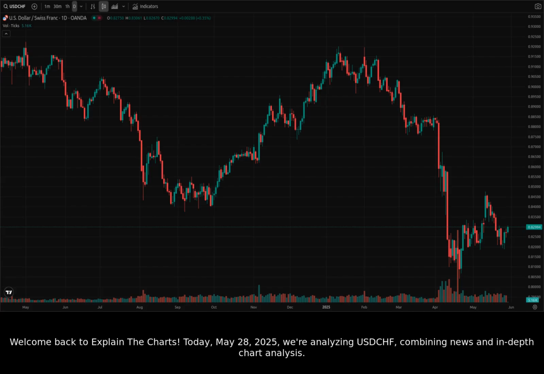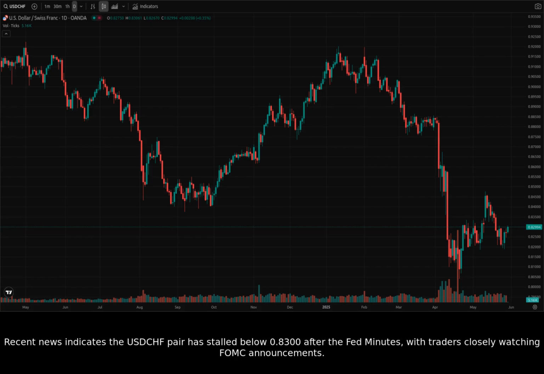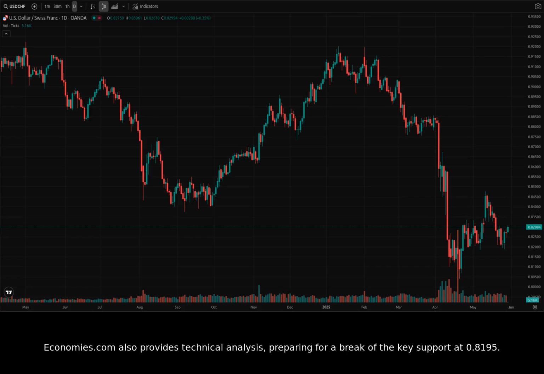Today, May 28th, 2025, we're analyzing USDCHF, combining news and in-depth chart analysis. Recent news indicates the USDCHF pair has stalled below 0.8300 after the Fed minutes, with traders closely watching FOMC announcements. Economist.com also provides technical analysis, preparing for a break of the key support at 0.8195.